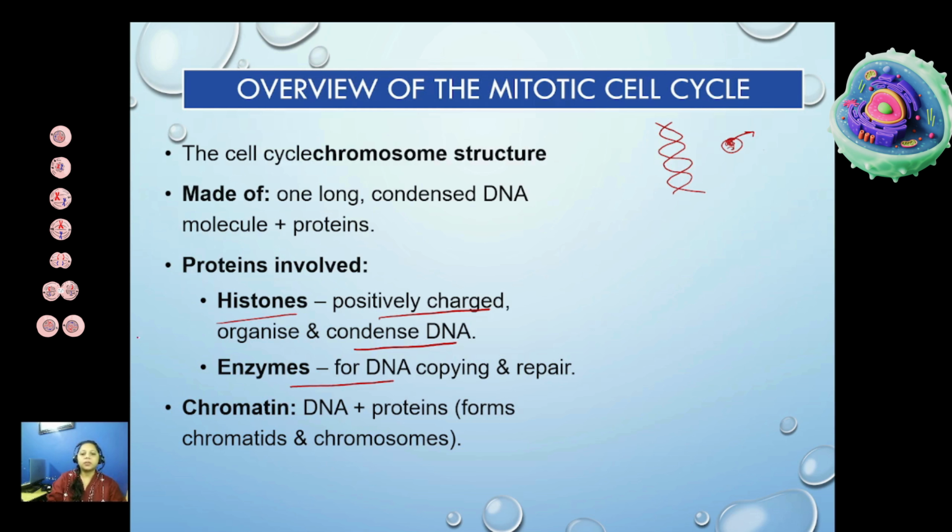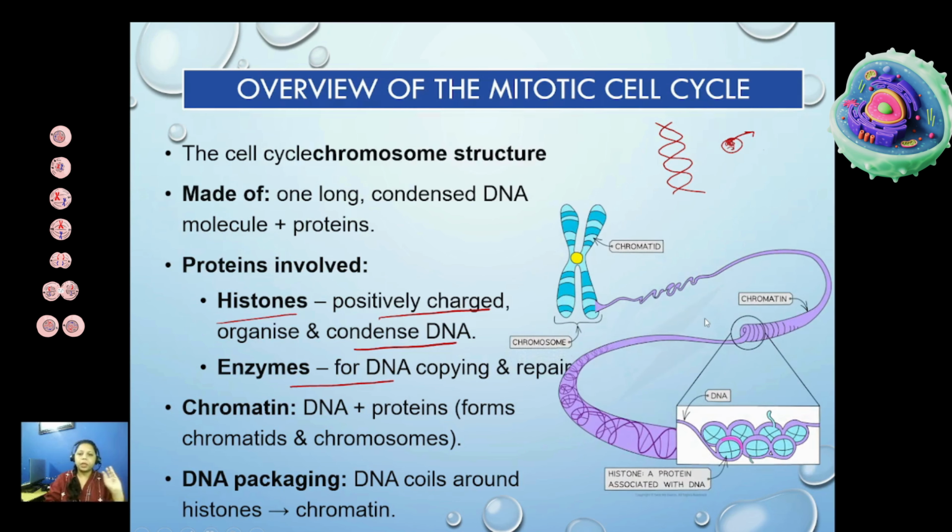The very next one is chromatin. What is chromatin? It is DNA plus protein that forms chromatids and chromosome. This is how the structure looks. This is your chromosome, in which the horizontal line indicates the condensed form of DNA, and each arm, this one is an arm, is known as a chromatid. So chromatin is basically the DNA that is packed with the help of histone protein.